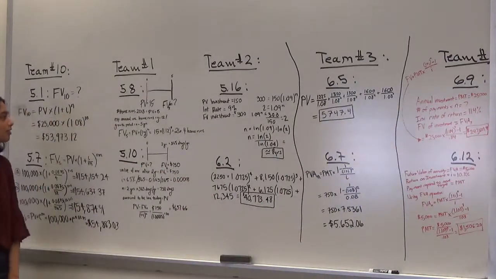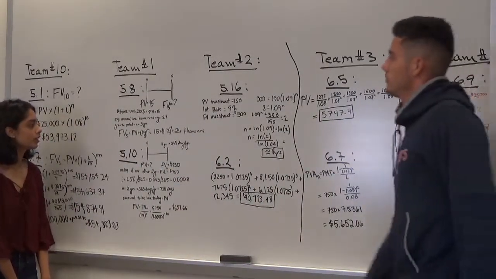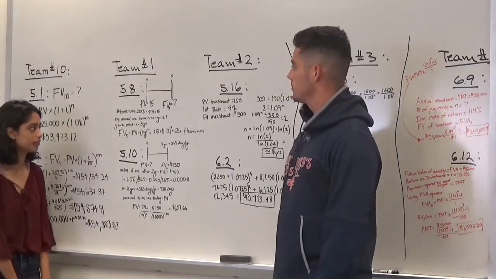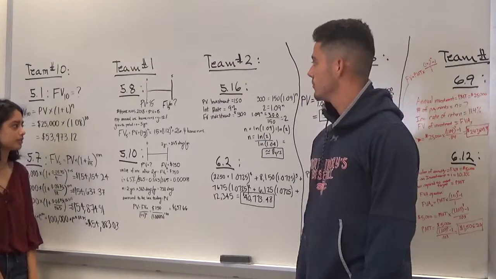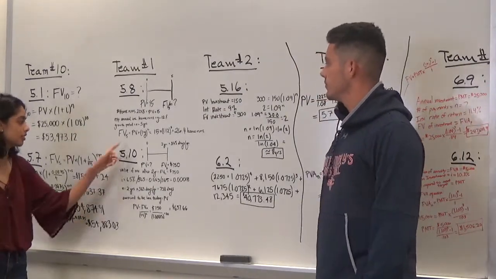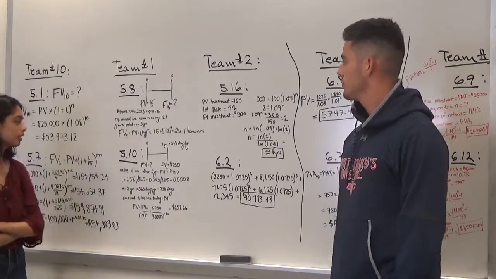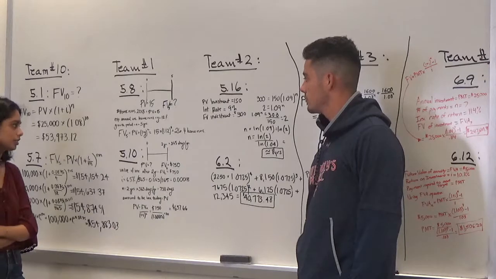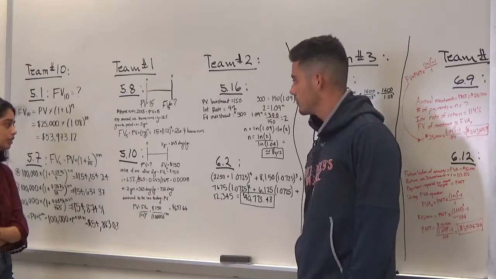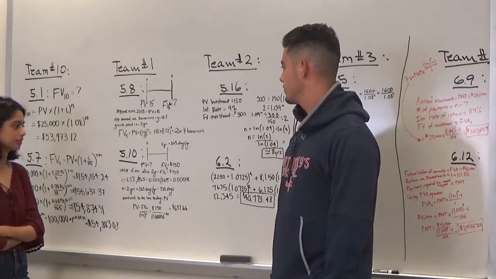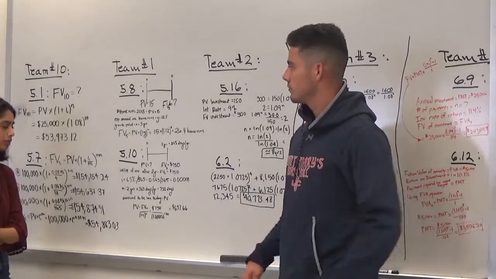So for 5.8, we're calculating for the future value. So the present value would be 15. The future value would be future value equals PV times 1 plus G, which is the home runs, to the power of N, which is the growth period. So it would just be 26.4 home runs.